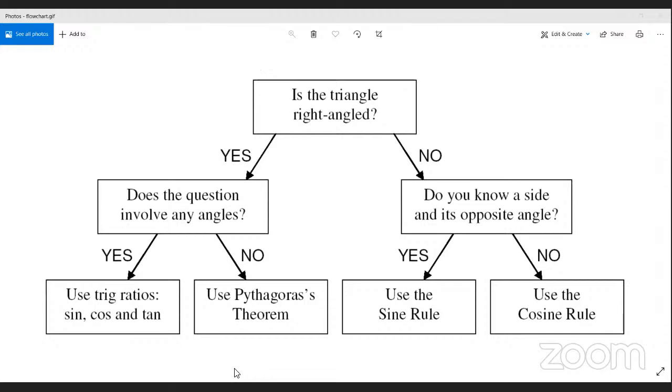All right, go ahead, Peter, read. Is the triangle right angled? Yes. Does the question involve any angles? Yes, use trig ratios: sin, cosine, tan. Or if no, use Pythagoras theorem. So if it involves angles, what are we supposed to use? The trig ratios: sine, cosine, and tan. And if it doesn't have any angle and it's a right angle triangle, what do we use? The Pythagoras theorem.